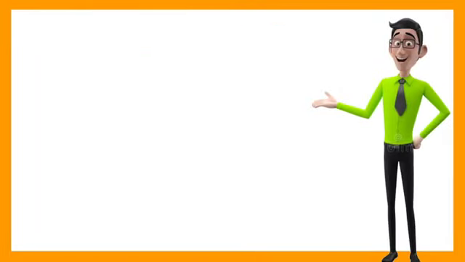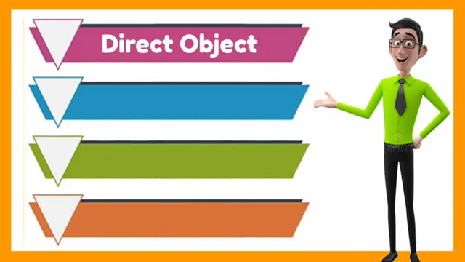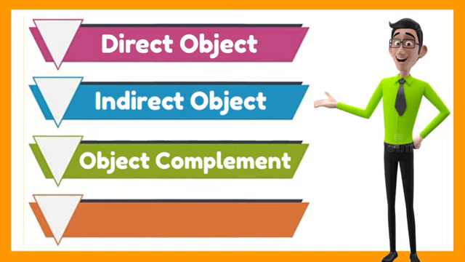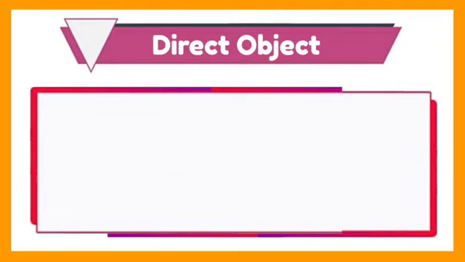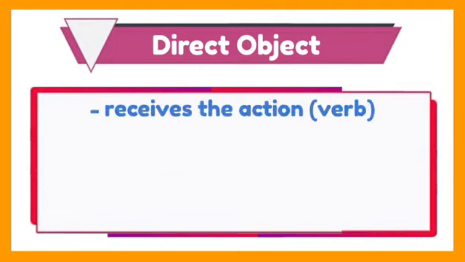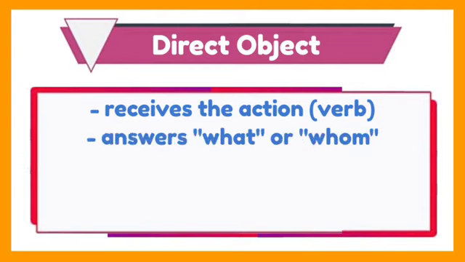For this video, we will be differentiating direct object, indirect object, object complement, and object of the preposition. Let us start with the direct object. A direct object is a word that receives the action or the verb in the sentence. It answers the question, what or whom.